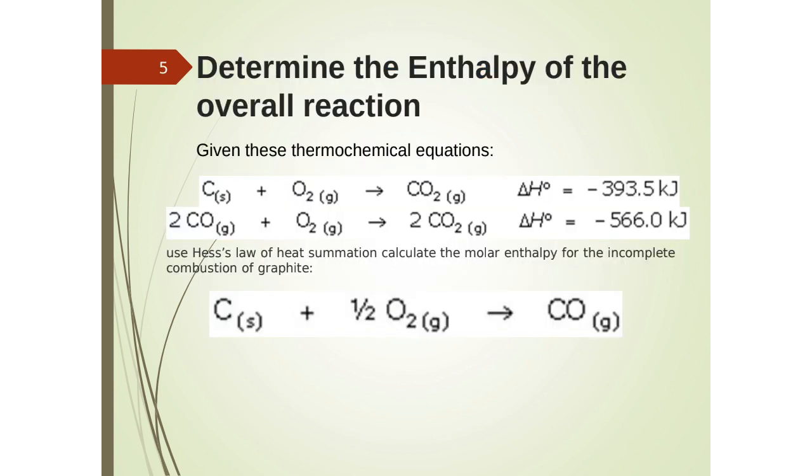Let's do an example. So here are two thermochemical equations. I always like to number them. So this is 1 and 2. And we know each of these equations in terms of their enthalpy value. And what we want to do is we want to combine these two subreactions to give us the enthalpy change for this overall right here. So we don't know what this enthalpy is, but we can determine it using these subreactions up here.